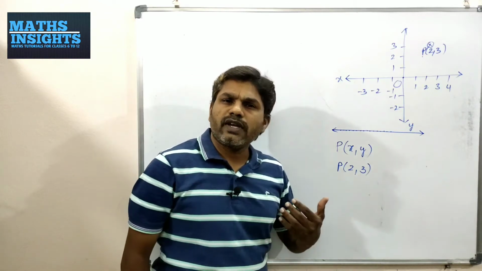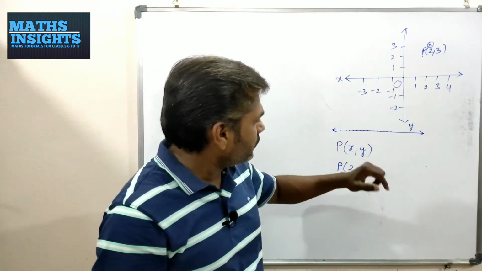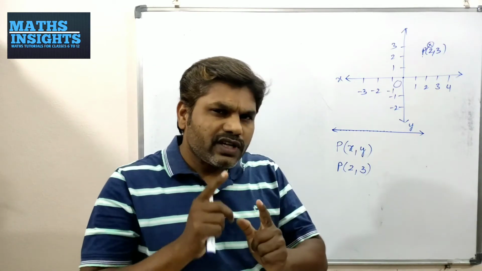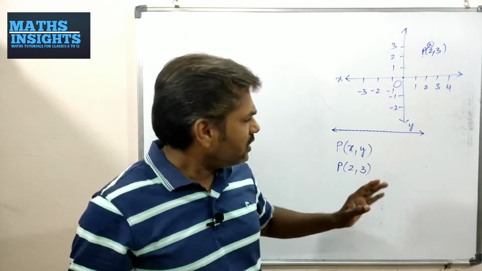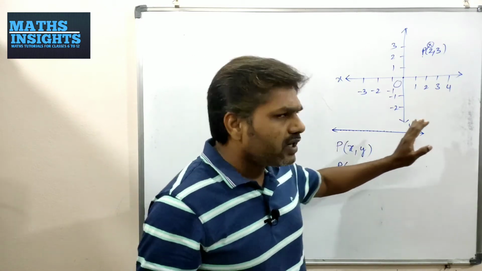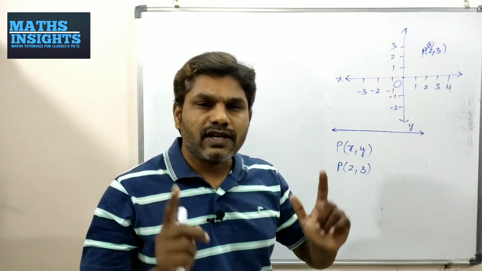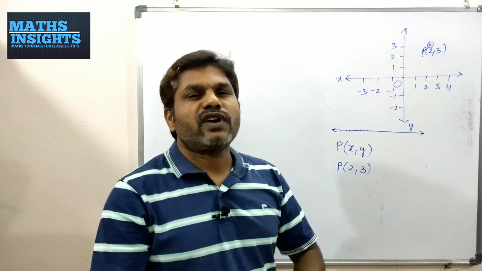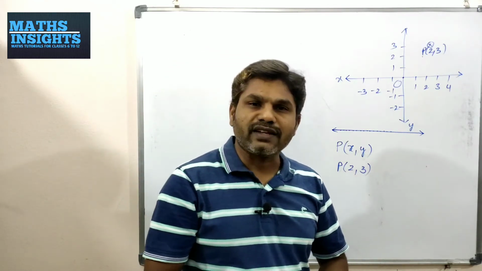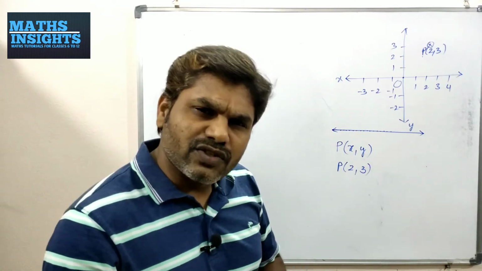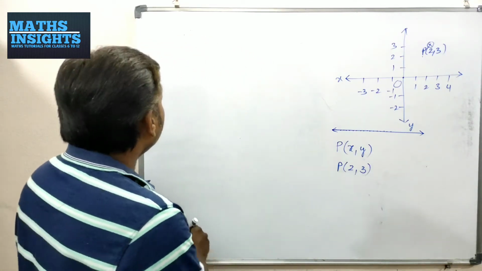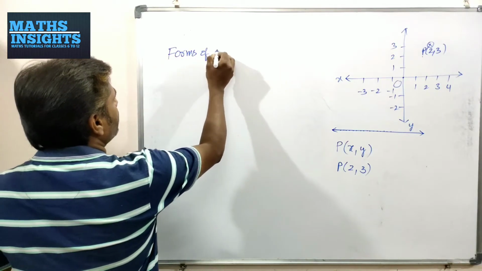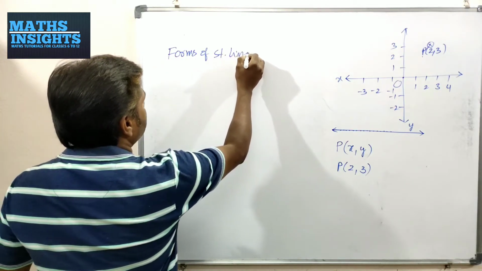Coming back to our main topic, straight line. To find the equation of a straight line, as I said, there are an infinite number of points on the straight line. If you take any 2 points, then you can find the equation of the line. This is very simple also. So, forms of a straight line.